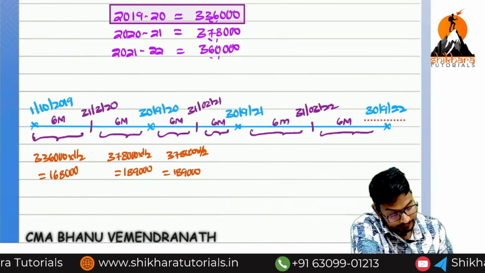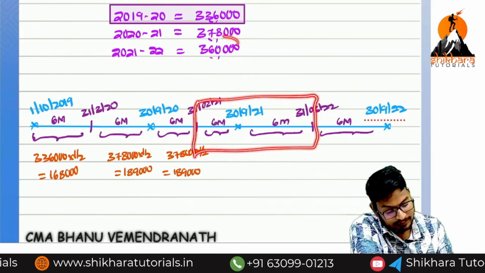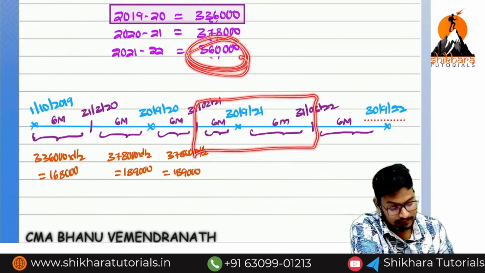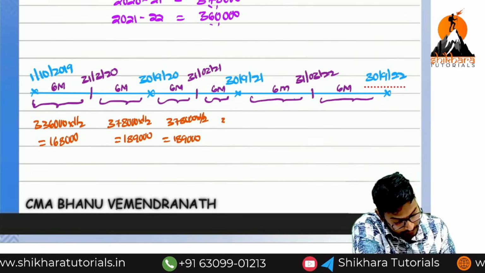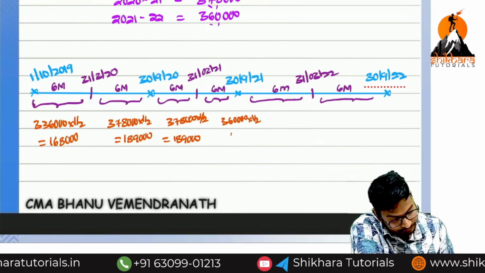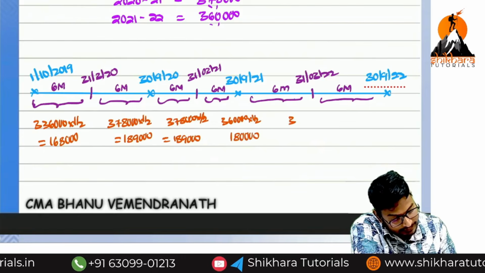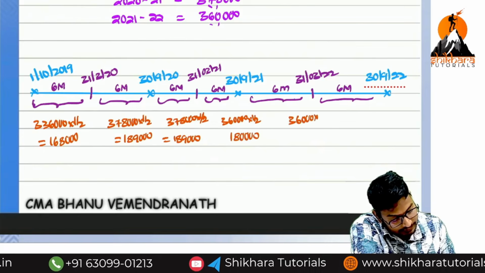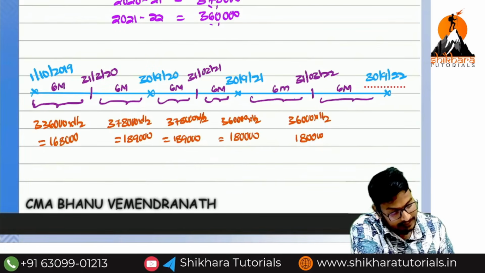And again from here to here is 1 year. What is this year's profit? 3,60,000. So how can we calculate? 3,60,000 into 1 by 2, 1,80,000. Here also, how much? 3,60,000 into 1 by 2, 1,80,000. Guys, are you okay now?